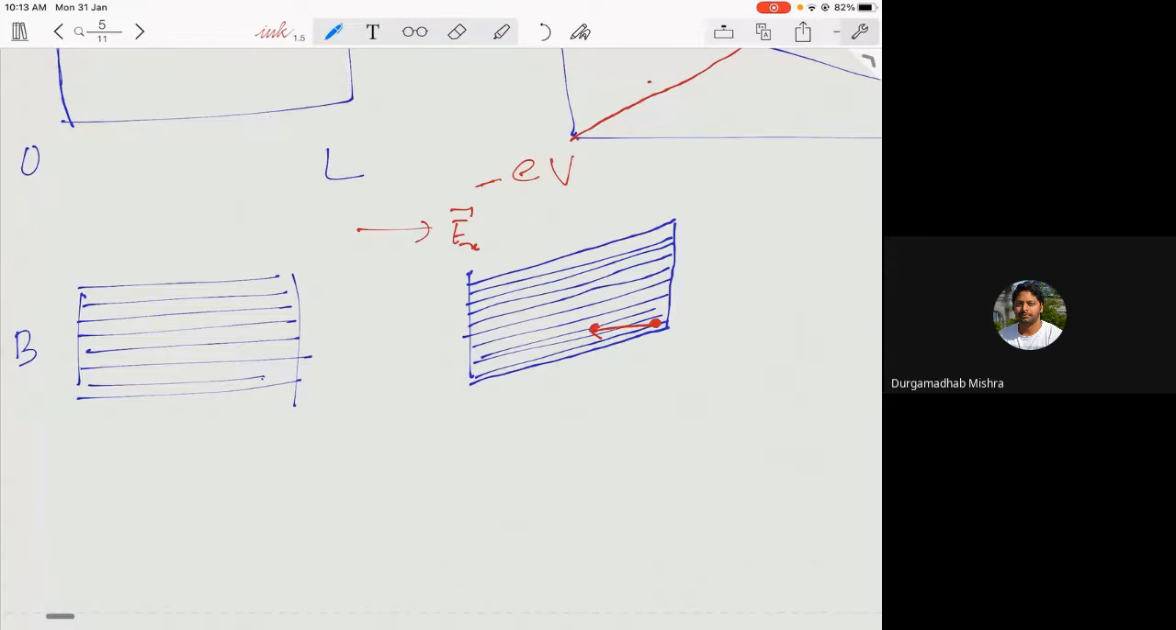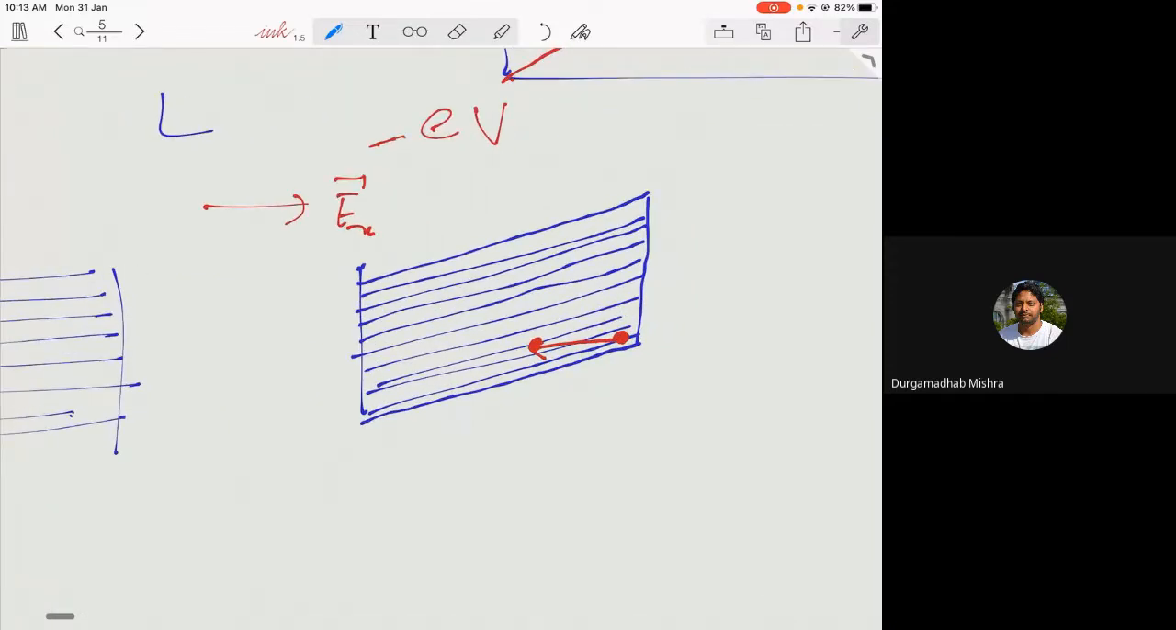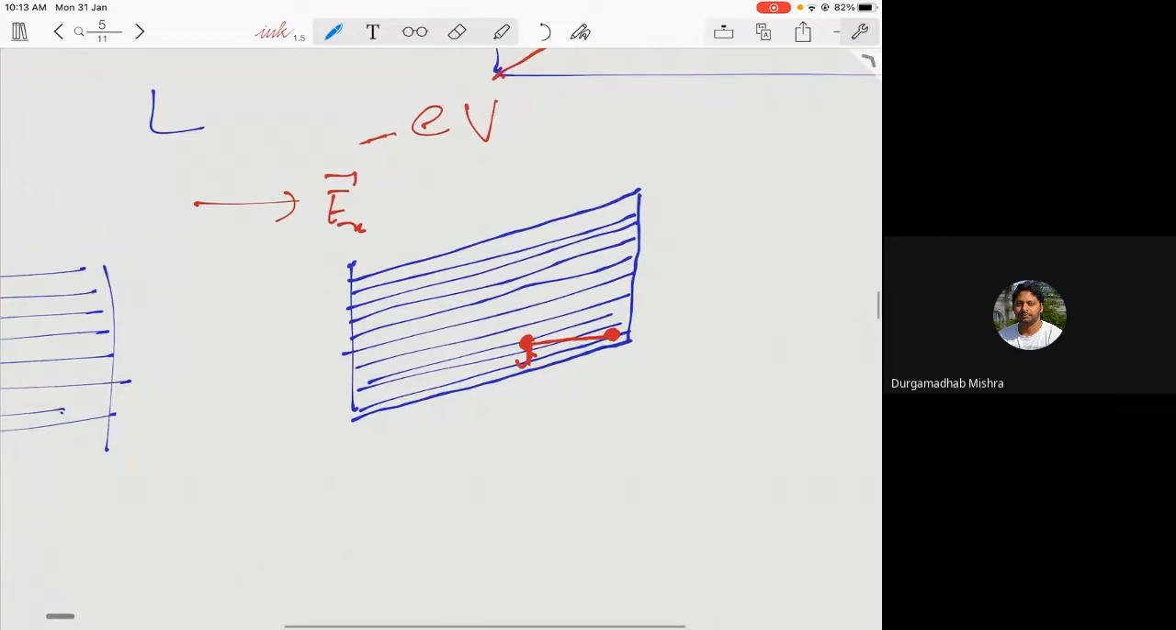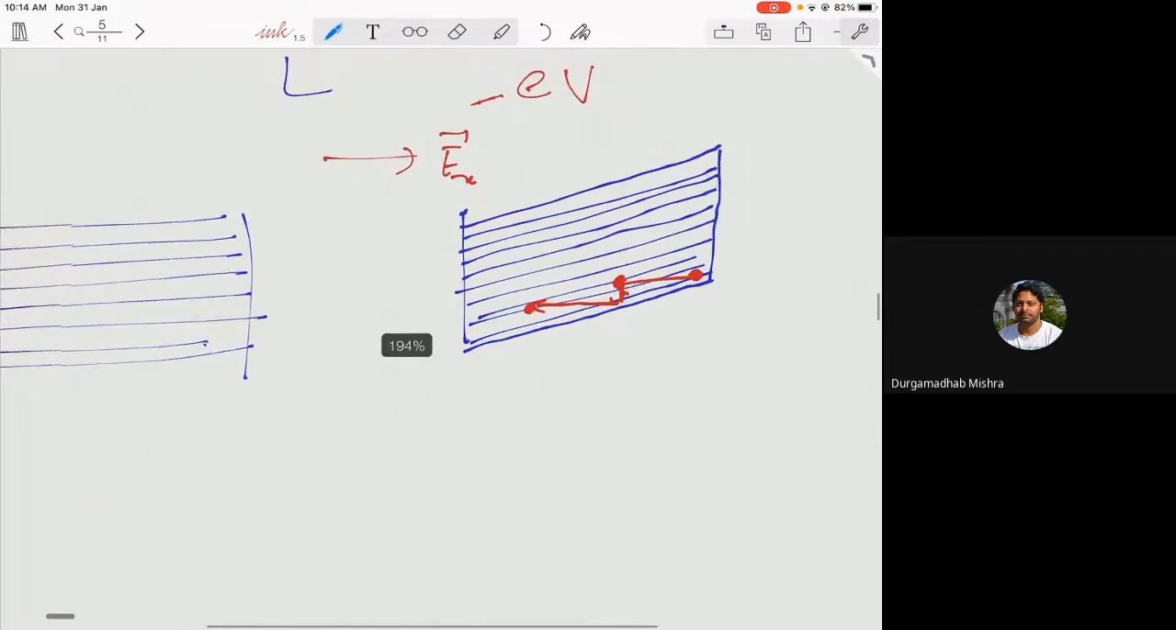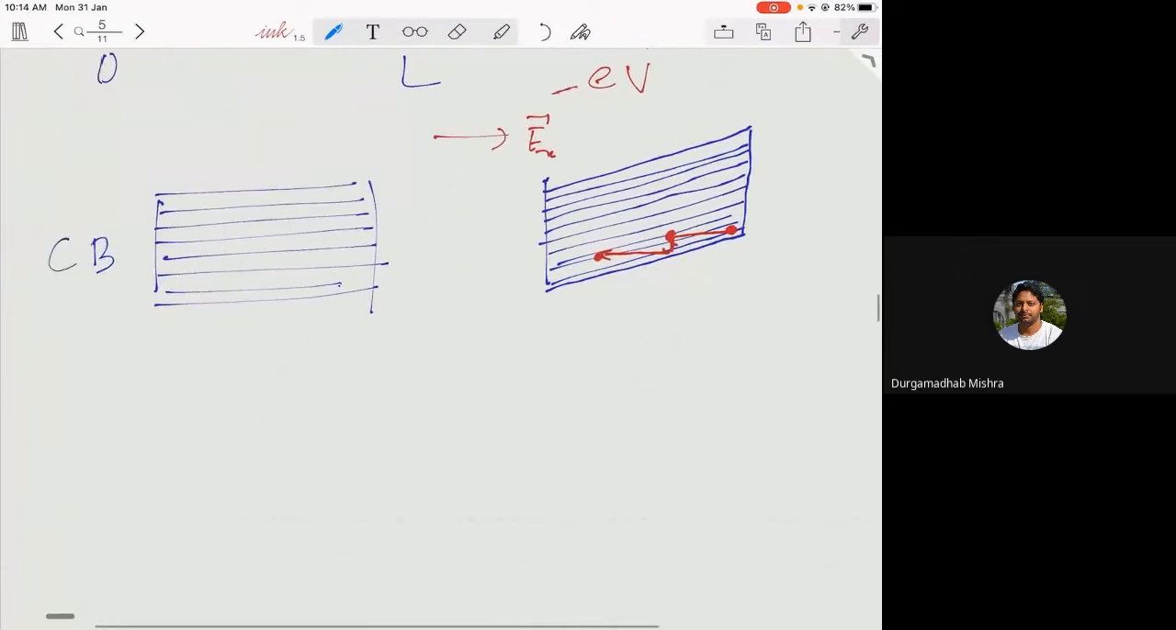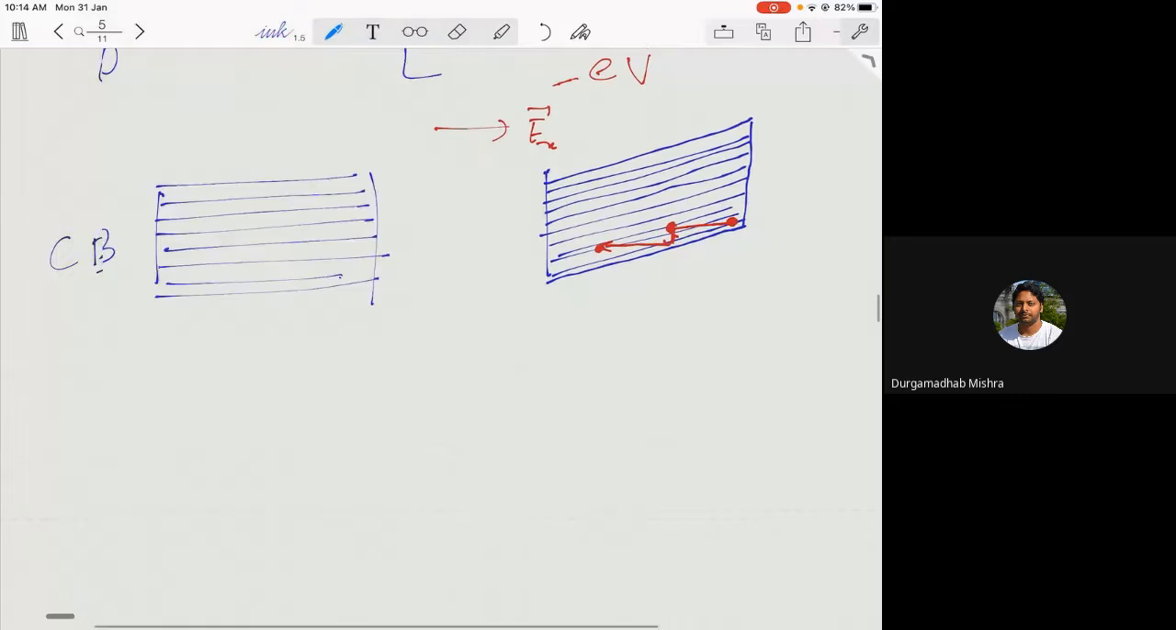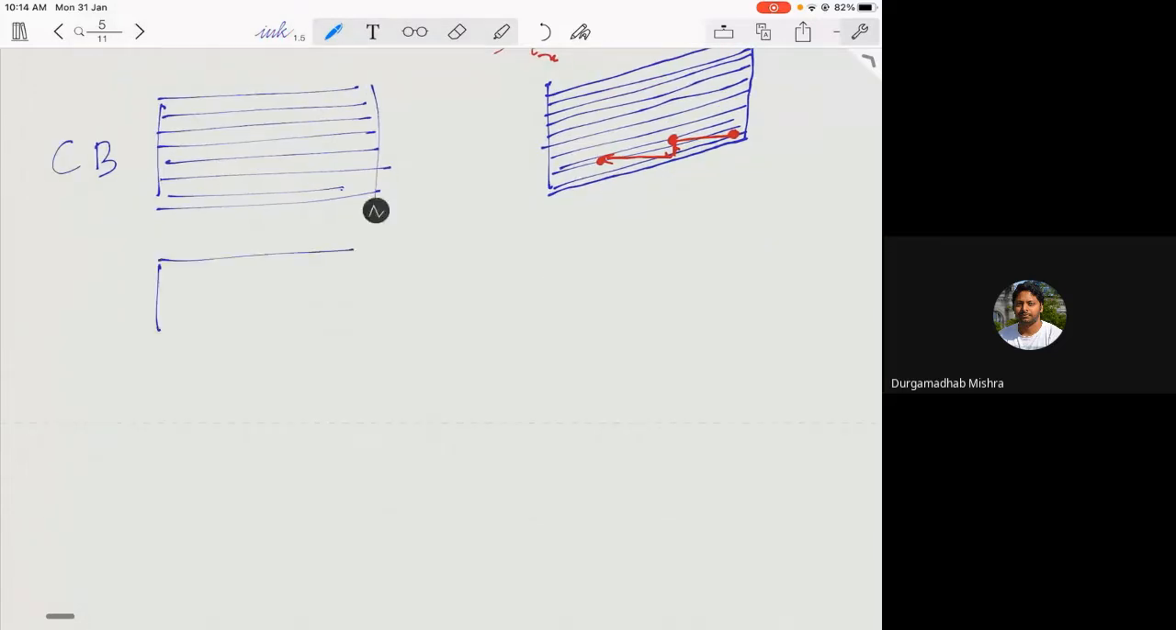Now, once the electron is here, it is possible that scattering can happen, and then it will come back to this energy level, and then again it will be accelerated due to the electric field, and keep on going from one end to the other end, and you get an electric current. So this is the situation with the electron. So what would happen with the hole? The hole also would look very similar, only the behavior will be opposite to that of the electron.